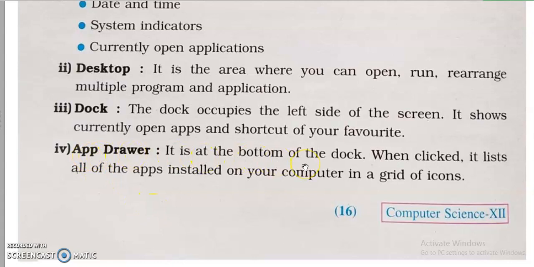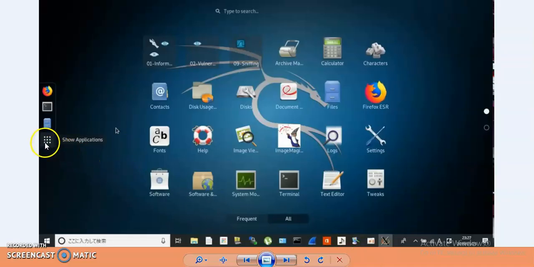It is at the bottom of the dock. When clicked, it lists all the applications installed in a computer in a grid of icons. It is just below the dock. Here we can see in the diagram, this is the dock on the left side, and here in the desktop we can see the frequent applications and all other applications installed in our system. So this desktop is very common in Linux, and it is very user friendly for the user.